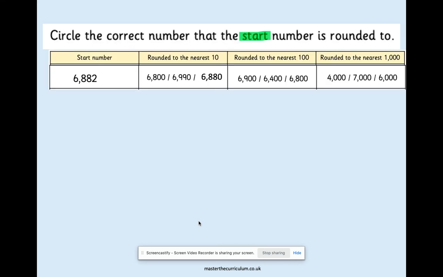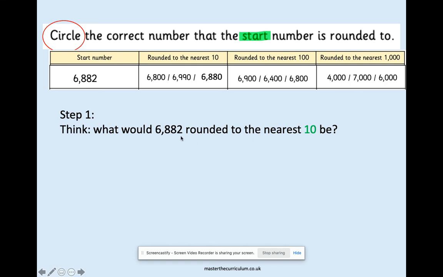A question that you might get today would look like this. Circle the correct number that the start number is rounded to. So it was going to give you some options and you have to choose which one is correct. So your start number is here in the beginning. It tells you it has been rounded to the nearest 10. Which one will it be?